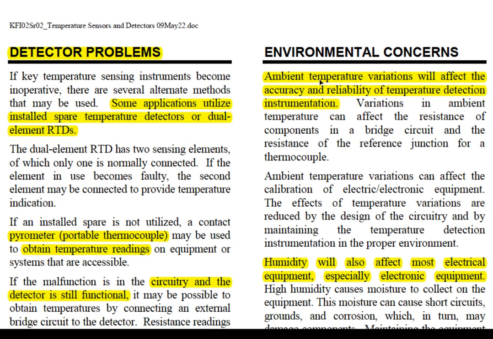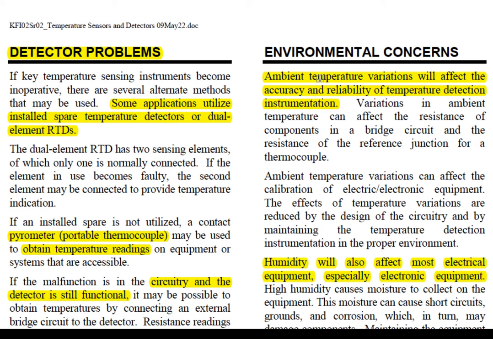One is ambient temperature variations can affect the reliability of your temperature detection instrumentation. I'll give you an example. Number 1, seasonal. If it's hot in the summer, you're going to have a different ambient temperature within the turbine building and or the auxiliary building or the containment building, versus the winter when it's going to be cooler. Although it is very warm in all of those locations, the turbine building is going to be a little bit cooler than it would be in the summer.